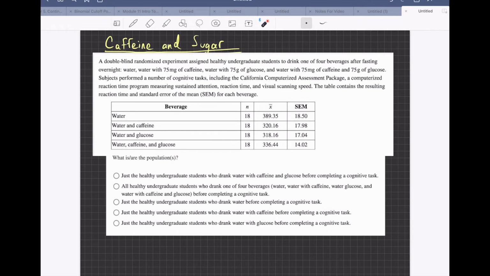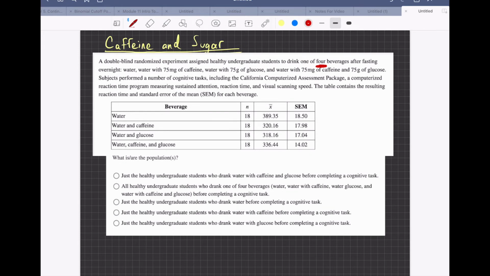Caffeine and sugar. Next example. A double-blind random experiment assigned healthy undergraduate students to drink 1 of 4. So notice here, maybe there we have 4 categories. Beverages after fasting overnight: water with 75 milligrams of caffeine, water with 70 grams of glucose, and water with 75 milligrams of caffeine and 75 of glucose.